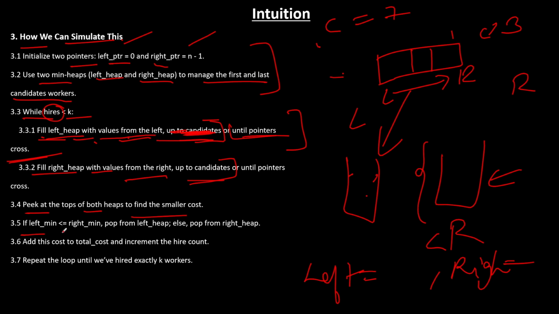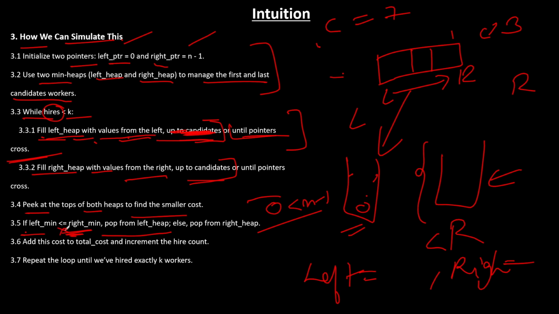Now if left min is less than or equal to right min, we pop from the left heap, because as I said, the value could be the same. A value of the left min heap could be smaller than the right min heap, or it could be the same. If both values are the same, taking the one from the left min heap makes more sense, because that value has been taken from the initial side of the array, and its index will always be smaller than the one taken from the back. That was explained earlier. That is why we write left min less than or equal to right min.